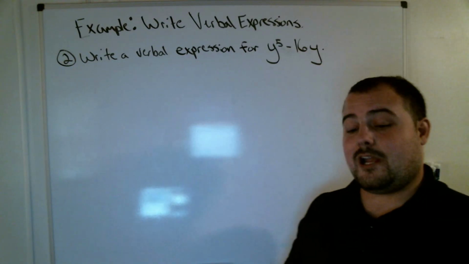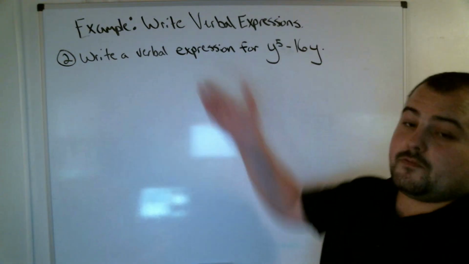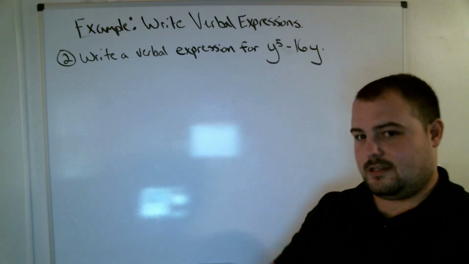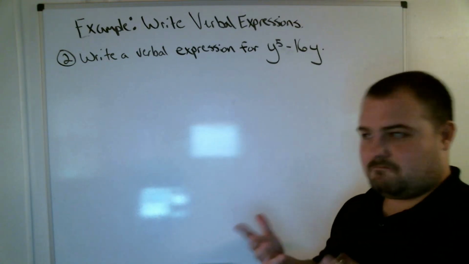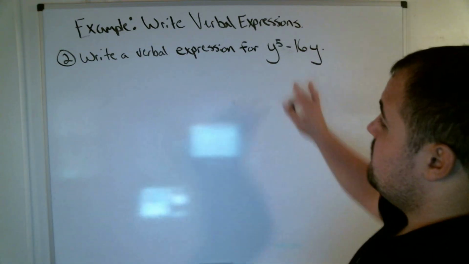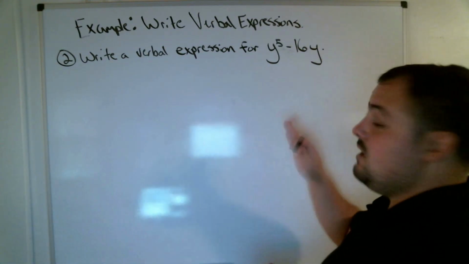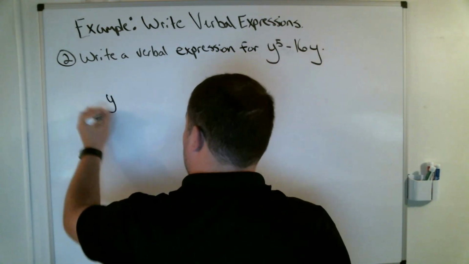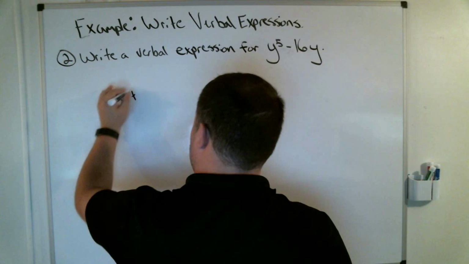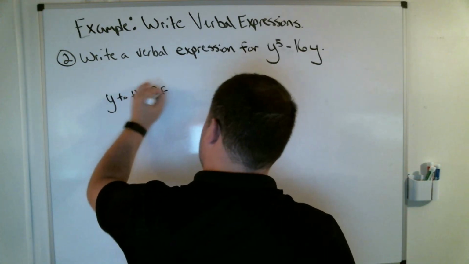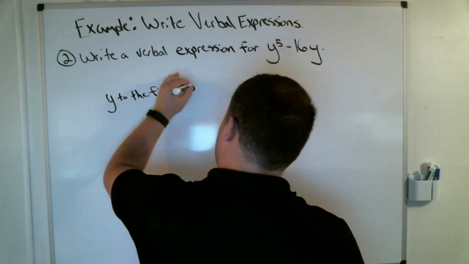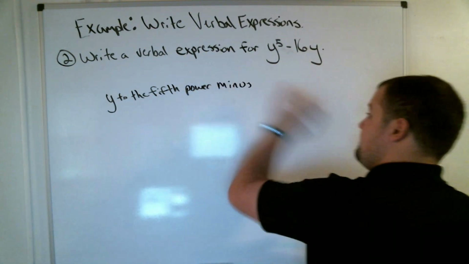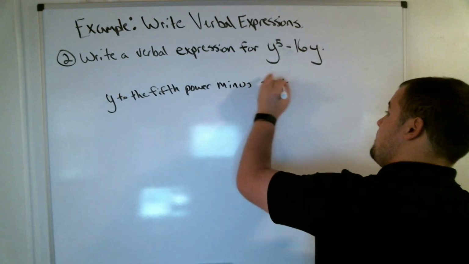And again, whenever we're writing it using verbal expressions, we have to write down every operation that's happening. Operations mean addition, subtraction, multiplication, division, and so forth. So we have to write down what all is happening with each one of these numbers. So I'm just going to start off with what I said. Y to the 5th power minus 16y.